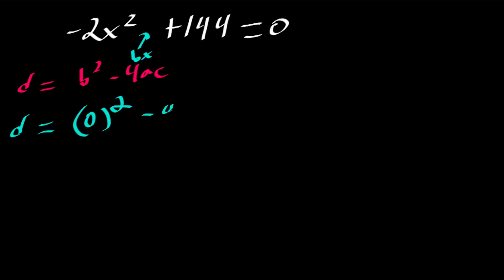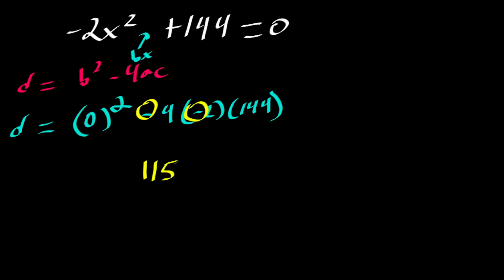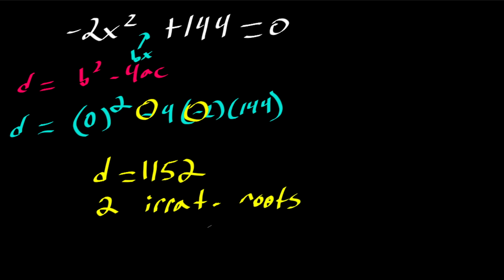So 0 squared minus 4 times negative 2 times 144. That's going to give me positive, since there's two negatives here. So these two negatives are going to give me a positive. That's going to give me positive 1,152. Now, what I know from that is I have two irrational roots. All right, now, once again, that's all covered in the previous video.